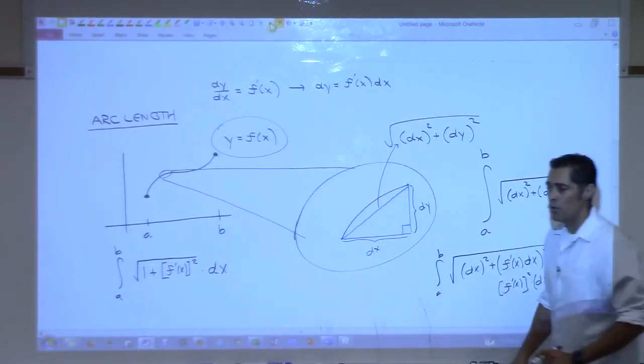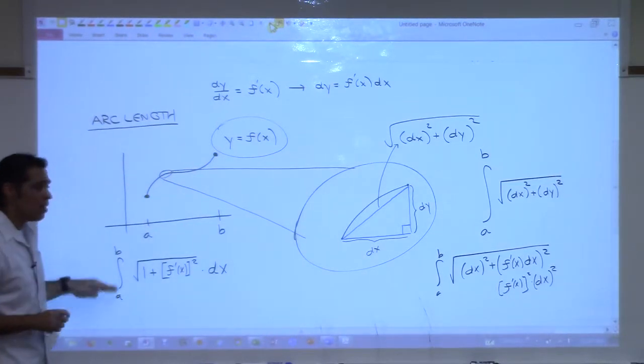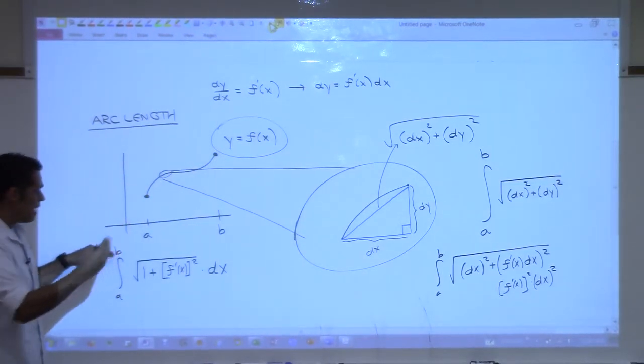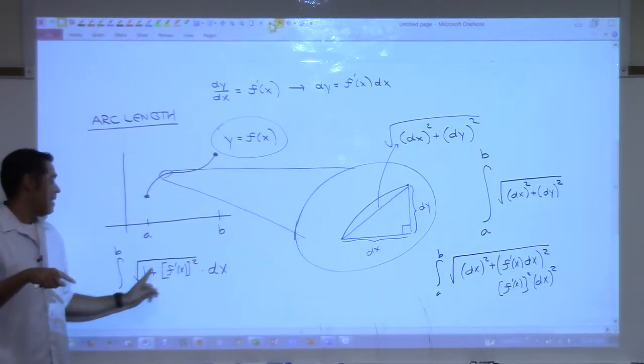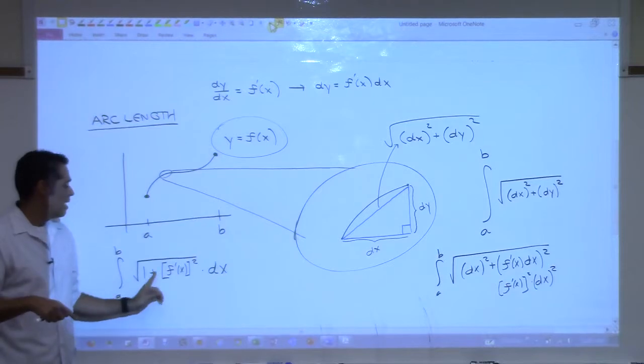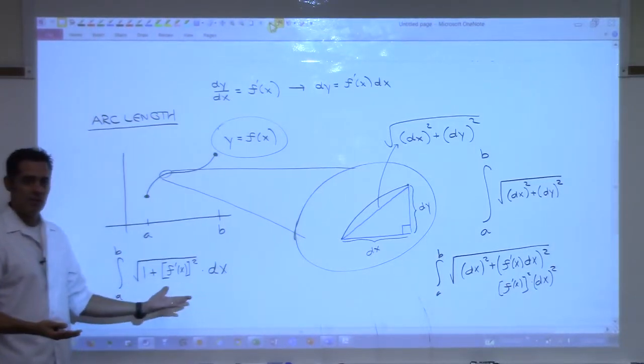Because that means in order to find the arc length, all I need to know is where I'm starting and ending my x values. I need to know the derivative of the function, which I can take, and I need to square it and then add 1 and take the square root, right? And I'm going to do this integral with respect to x. And I'm in business.